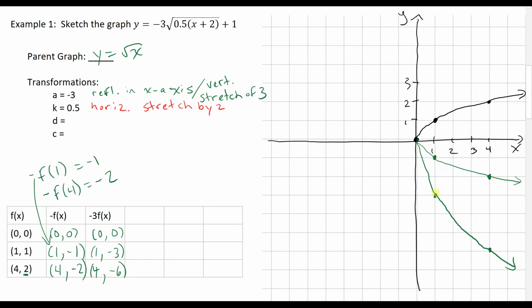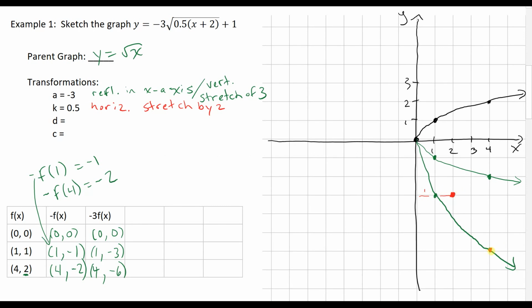So everything has to be horizontally stretched by a factor of 2. So I have this point here, and it's going to be horizontally stretched. It's going to be twice as far away from the y-axis. Right now, it's 1 away from the y-axis. Twice as far would be 2 units away. So this point has just been stretched away horizontally.